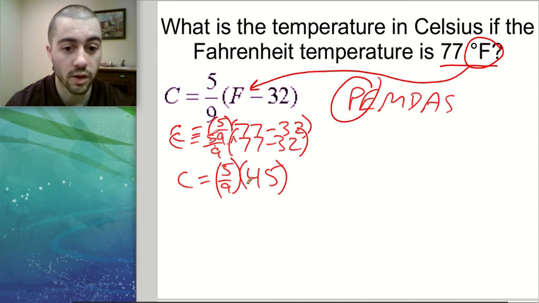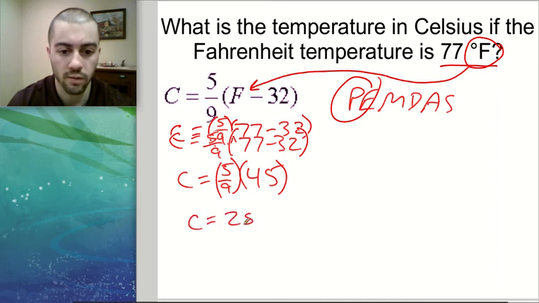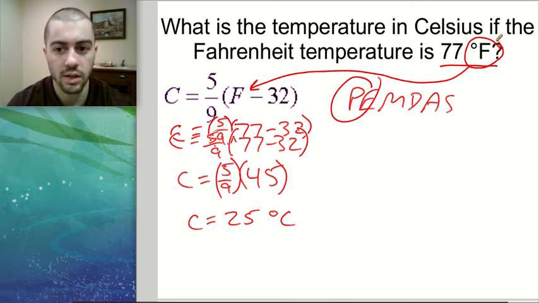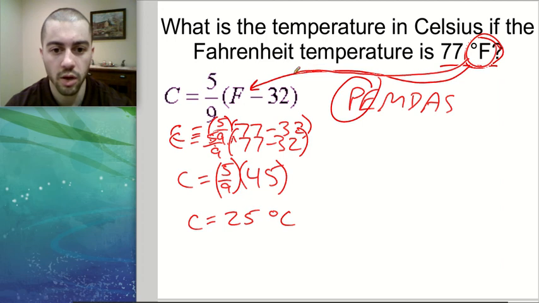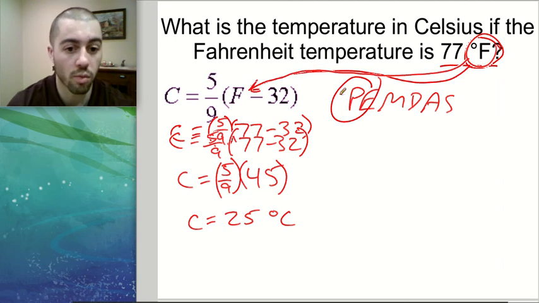Then all we have left here is multiplication. So following order of operations, what we have to do here is just multiply 5/9 times 45, and this would give us a final temperature of 25 degrees Celsius. Okay, so again, the process is the same. Take whatever temperature you have and plug it into the formula in the appropriate spot. So in this case, we had Fahrenheit. It goes into the F spot in this equation.